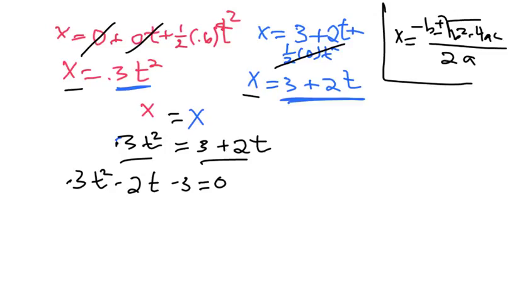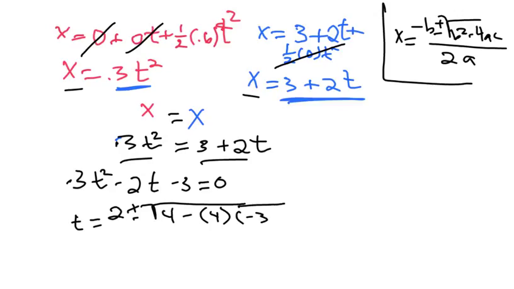Okay, so I'm going to do that in this case. My b is my negative 2, so I have t is equal to 2 plus or minus, and I'm going to take the square root of negative 2 squared, which is 4, minus 4 times negative 3 times 0.3, all over 2 times 0.3, which is my a. Okay, so I'm going to go ahead and plug that into my calculator. Why don't you do the same just to sort of get back in the habit?